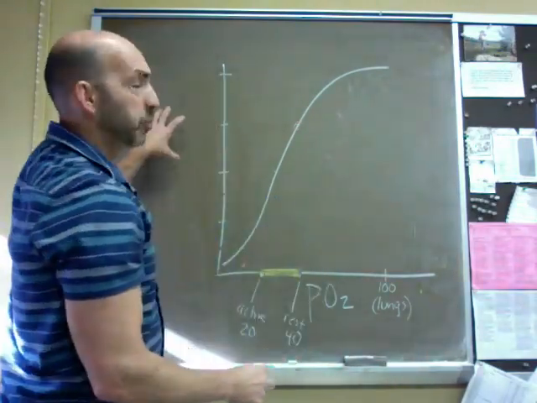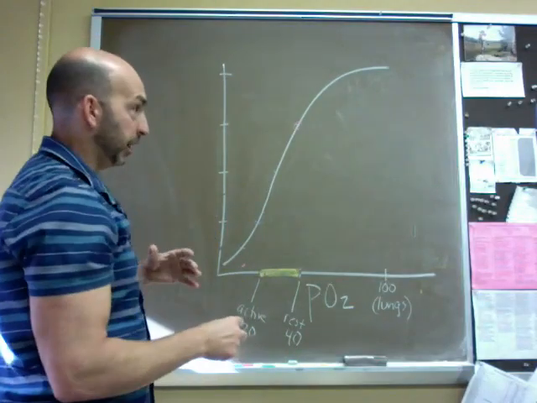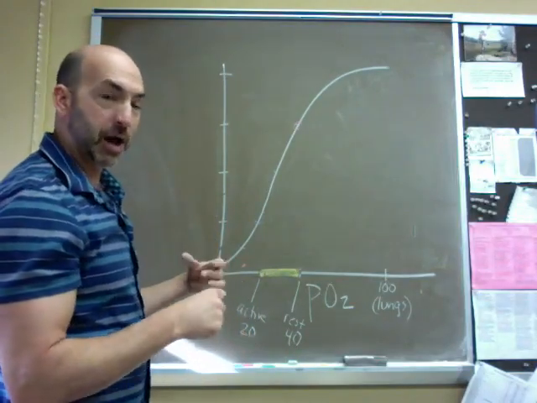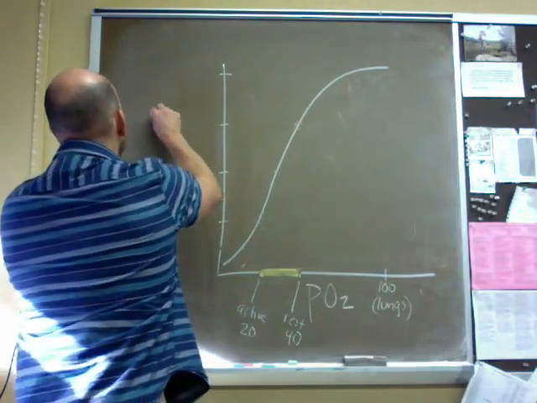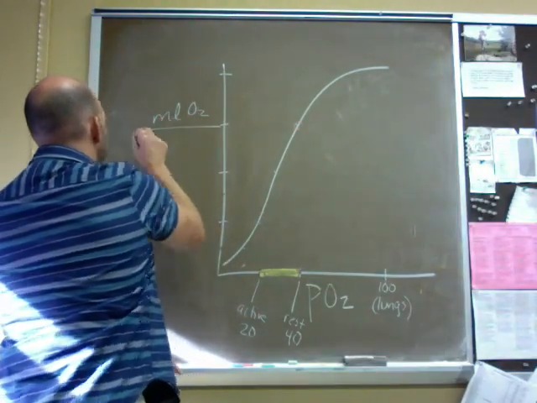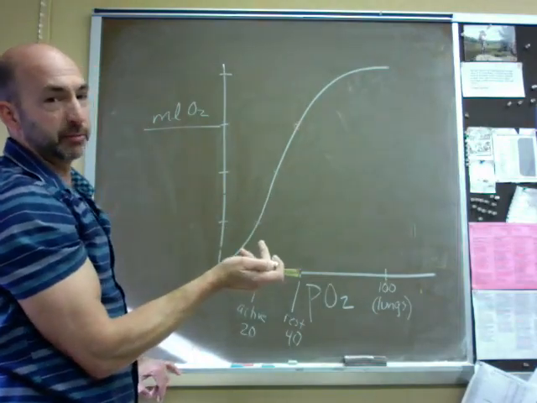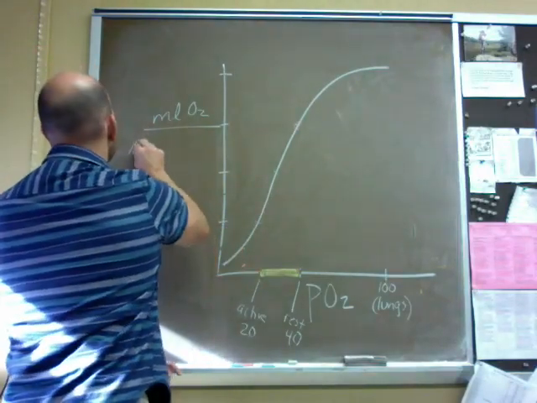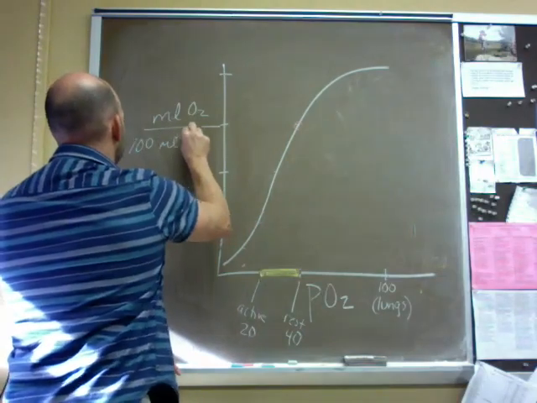We're going to use O2 content now. Basically the O2 content capacity. How much oxygen can the blood carry? So we're going to use mils of O2 per, and by standard it's per deciliter of blood, which is 100 mils of blood.